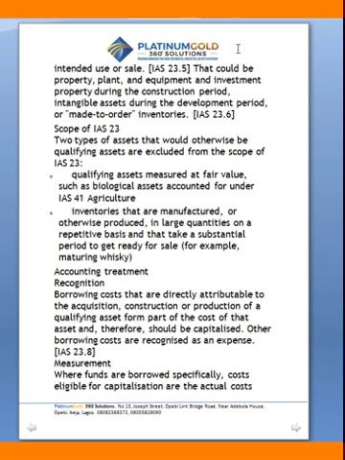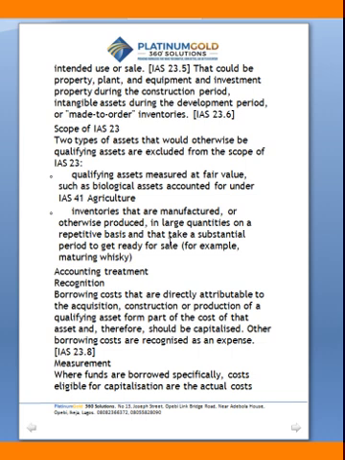Now, for the scope of IAS 23, what does it cover? Two types of assets that would otherwise be qualifying assets are excluded from the scope of IAS 23. 1, qualifying assets measured at fair value, such as biological assets accounted for under IAS 41 Agriculture, are completely out of here. 2, inventory that is manufactured or otherwise produced in large quantity on a repetitive basis and that takes a substantial period to get ready for sale. So that's equally not included as part of things that are covered here.